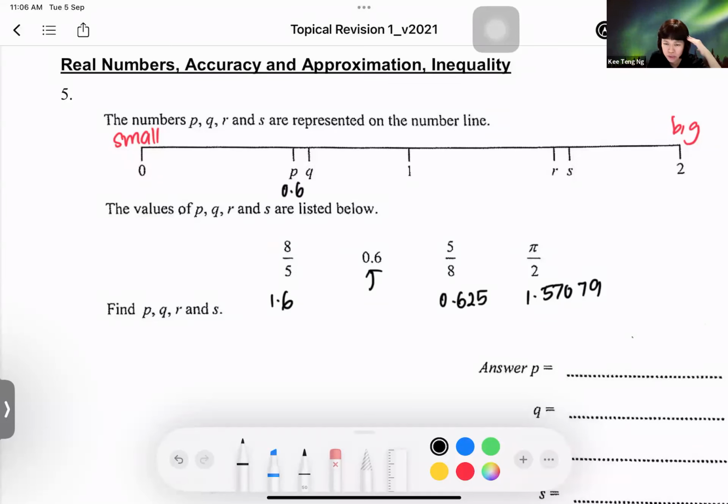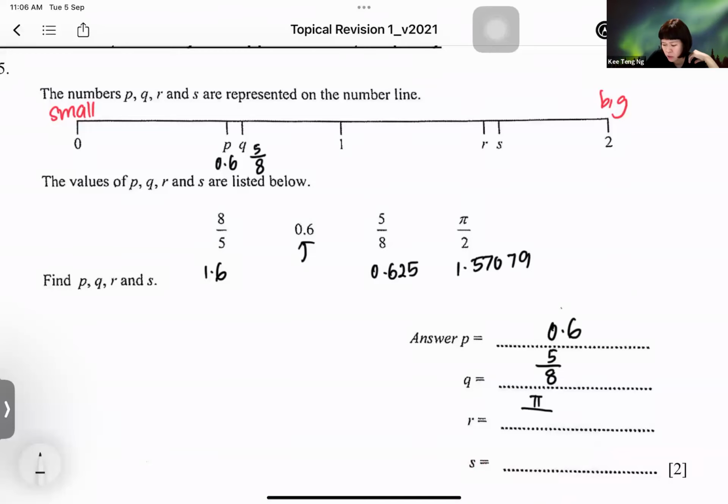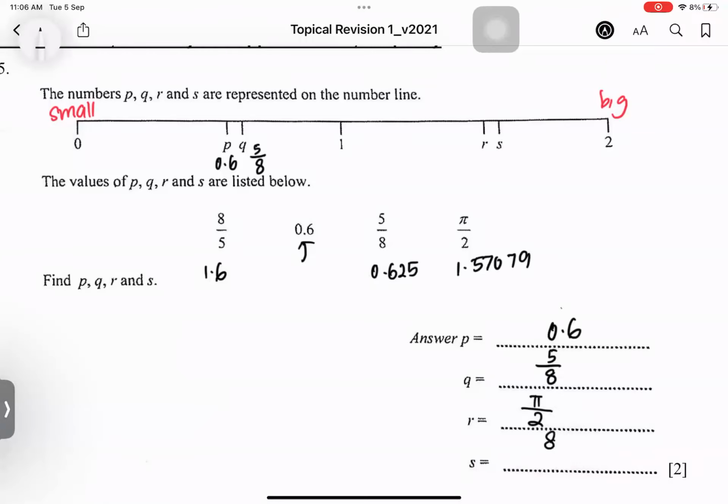So P is 0.6. The next one, 5 over 8, 0.625, is slightly a little bit bigger. So P is the number 0.6. Q is the number 5 over 8. Right? Then after that, which is the other number? R. Which one is smaller? Pi over 2, right? Then the next one, 1.6 is slightly a little bit bigger, so S will be 1.6. Oops, cannot use 1.6. What should I be writing? I should write it as 8 over 5. Correct, thank you.